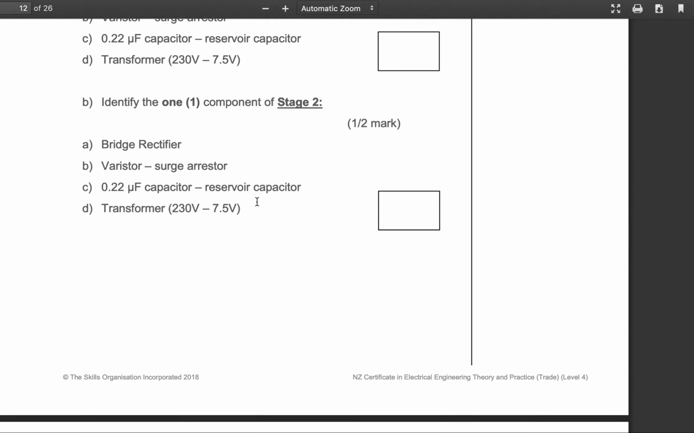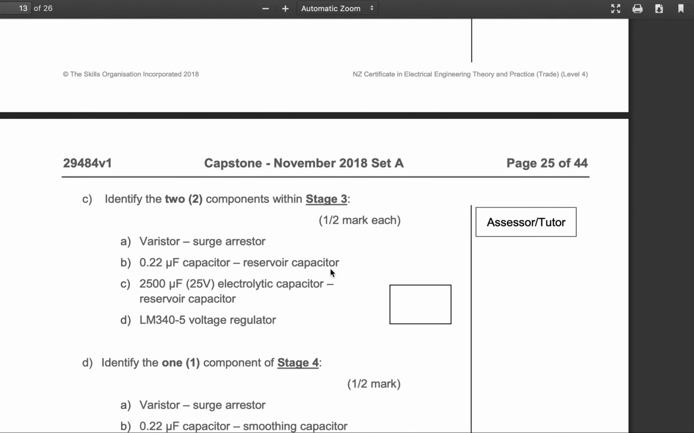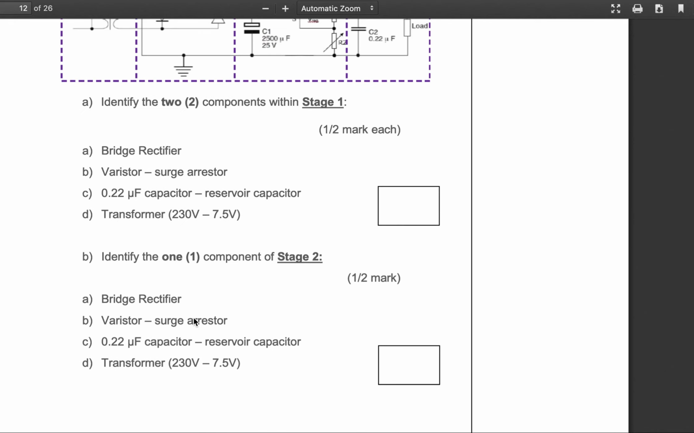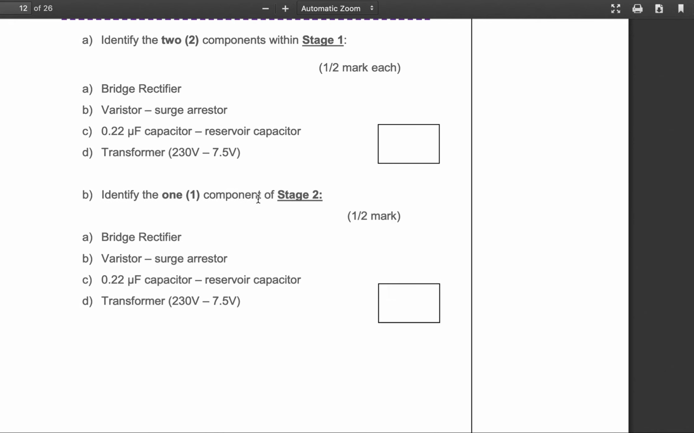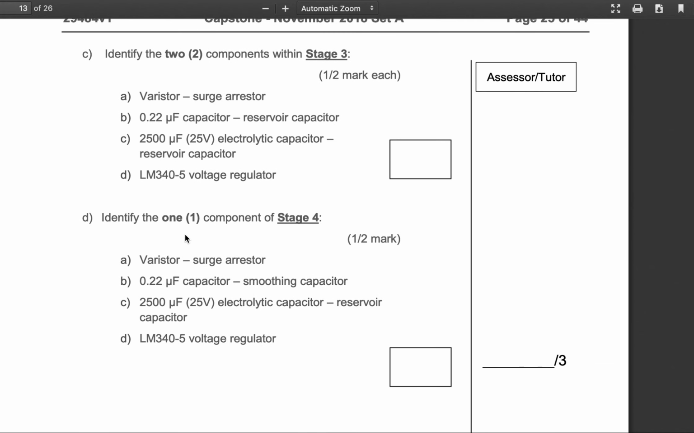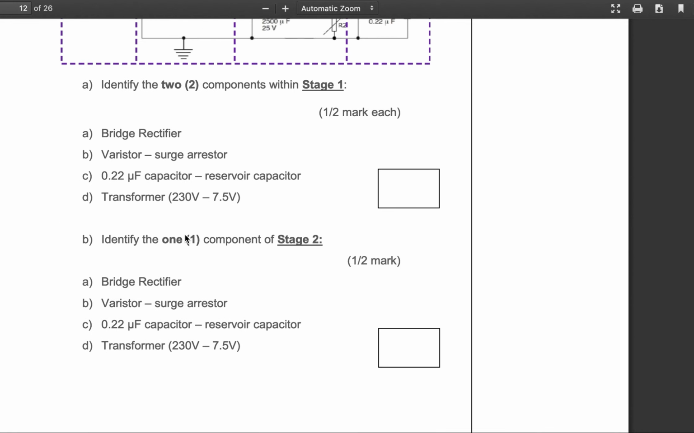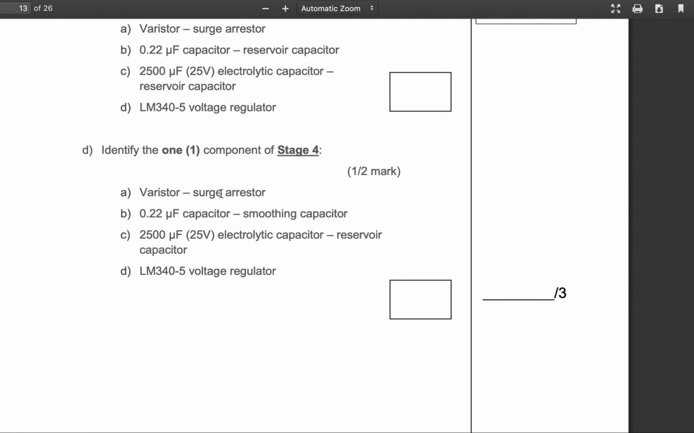So what do they want to know? Two components. We have a reservoir capacitor with the voltage regulator, so that's one of them, and a 2500 or 0.22. We just got to read it. I'd say it's a 0.22, is it? Oh no, 2500. There you go. So it's this one here, C and D. One component in stage four. Boom. Got a capacitor in the load. Stage four, that one there, smoothing capacitor.